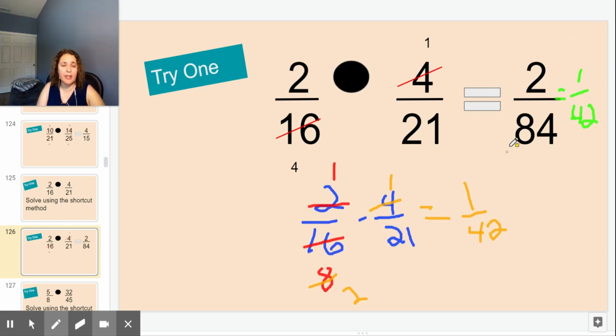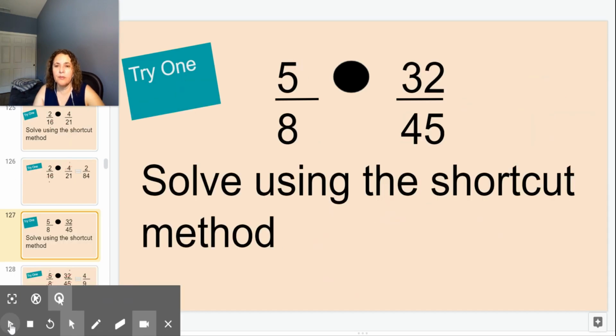And notice this wasn't my simplest form. So you'll have to play with it and see when you think you're done. You'll have to say, can 2 go into 84? Can I divide both by 2? Or you'll have to see, can I divide both numbers by 2, by 3, whatever it may be. So you'll have to play with it and try to see if you can get the simplest form.